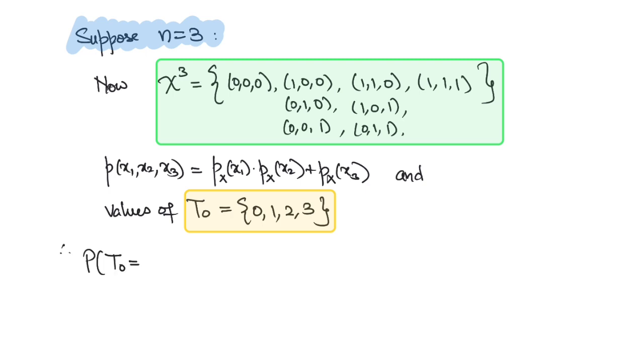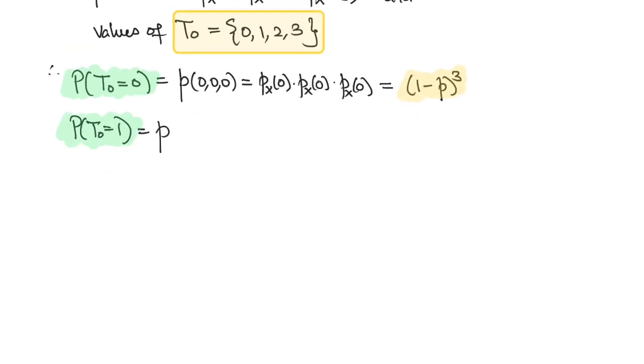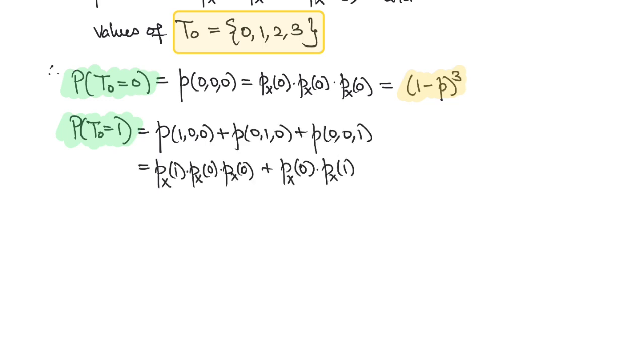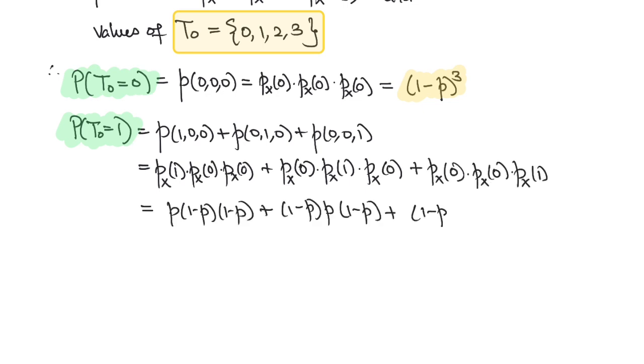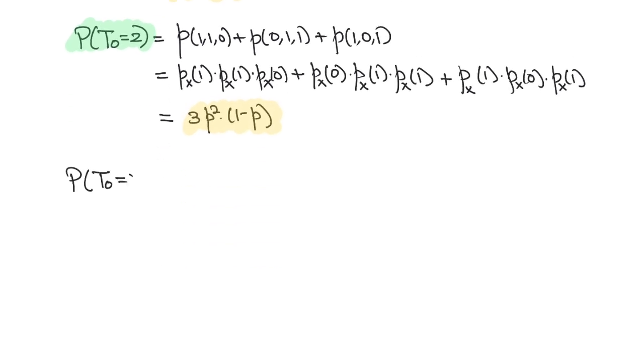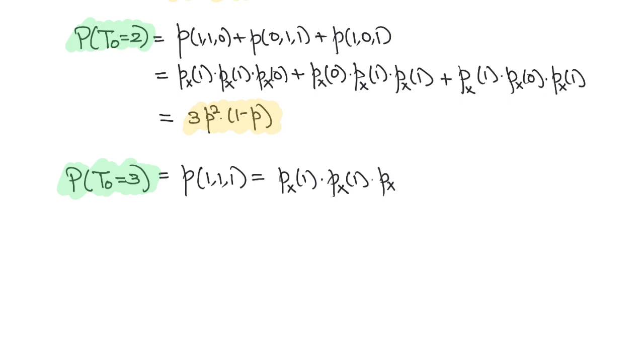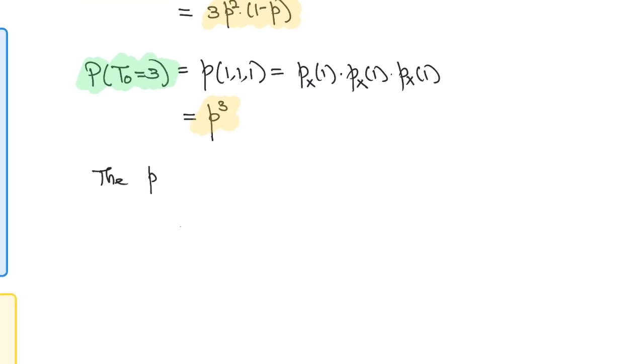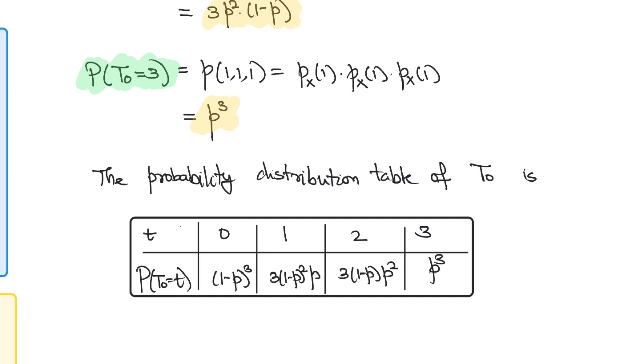The PMF for the sample total can be calculated as follows, which gives us the probability that the sample total takes the value 0, the value 1, and the value 2, which is going to give me 3 times p squared times (1 minus p). The probability that the sample total takes the value 3 equals p cubed. All of this information can be put into the following probability distribution table for the sample total.